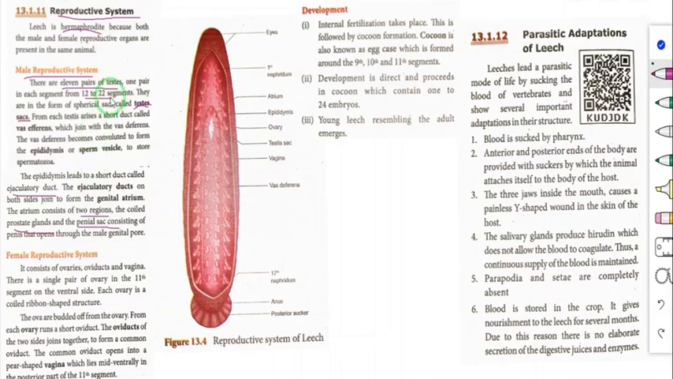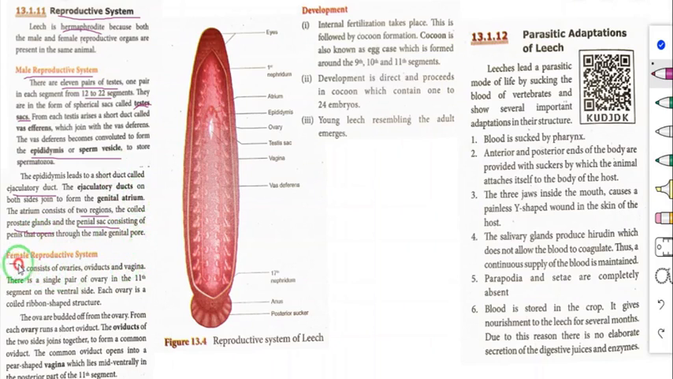So this is the structure of the male reproductive system. So how many pairs of testes are present? 11 pairs. They occupy the 12 to 22 segments. So the spherical sacs are known as testis sacs. Then after that, the epididymis or sperm vesicle, it can store the spermatozoa. Then ejaculatory duct, then genital atrium. In the genital atrium, two regions are present. One is the prostate gland and another one is the penis. So that penis opens into the male genital pore. Okay, this is how to remember.